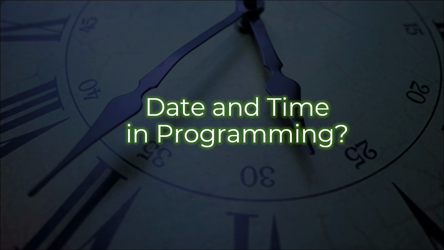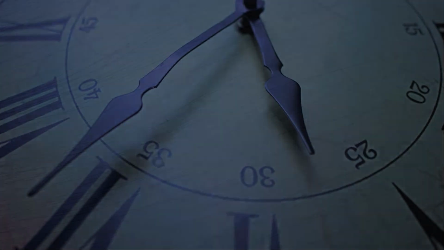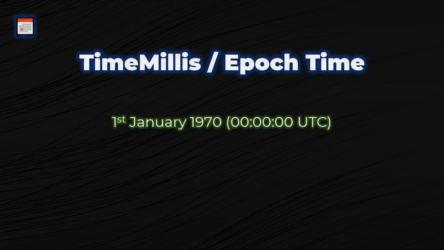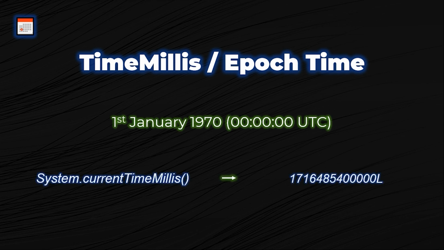In real life we talk about time like 24 May 2025, 5:30 p.m. But in programming we need to represent this using numbers so that the computer can understand and calculate with it. First we have time in millis or epoch time. It's the number of milliseconds that have passed since 1st January 1970. For example, if we call this code, it will return a value like this, which means a particular date at a particular time. And this is how computers store time internally, as a long number.